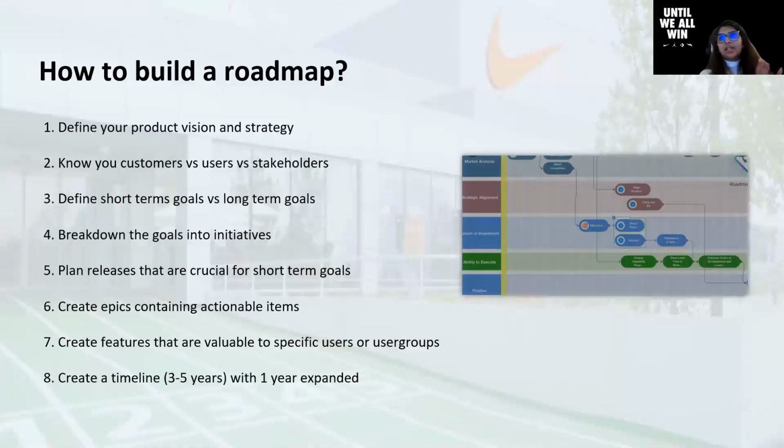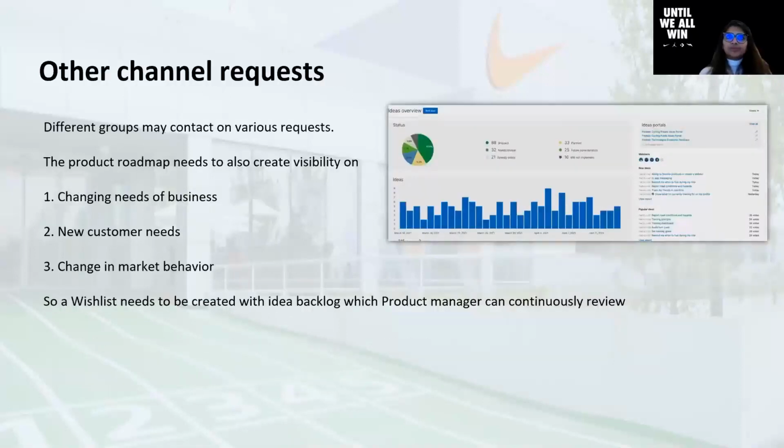And with that in place, you can now start to visualize the 3 to 5 years and 1 year expanded timeline. And I would say it looks something broadly like this. This is not a very accurate picture. I have something as an example that I can show you. But basically, you can have a sort of expanded view on how the roadmap looks.